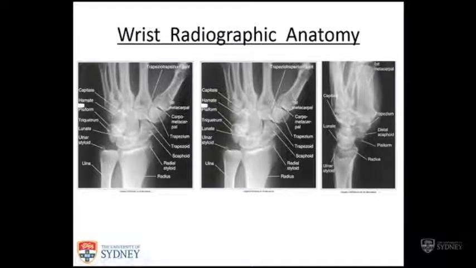Now these are basically the three projections you'll perform of the wrist. Actually, those two are the same. So what has happened there? Something bizarre has happened there. These are actually two obliques.